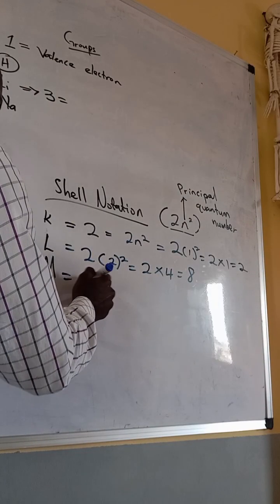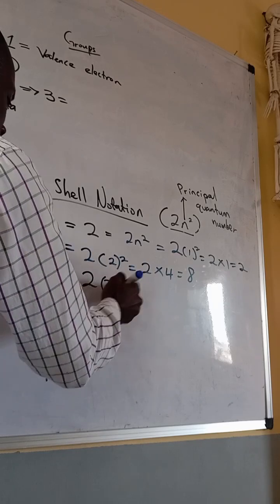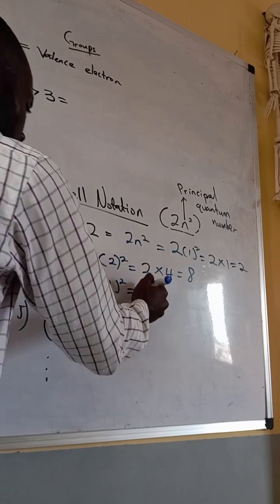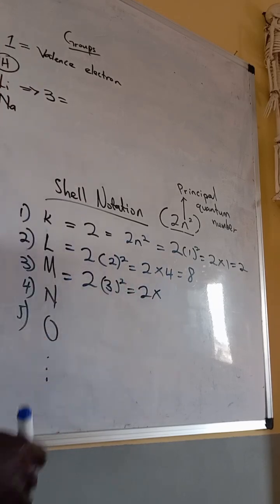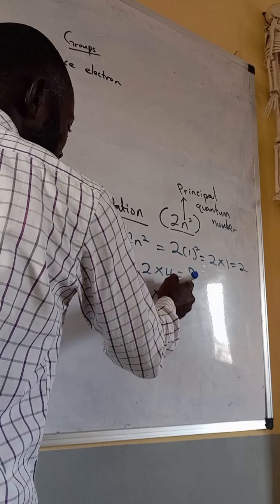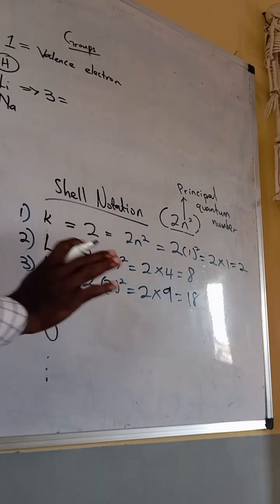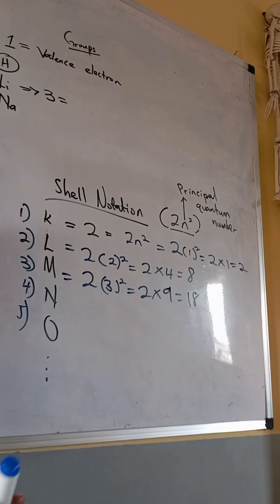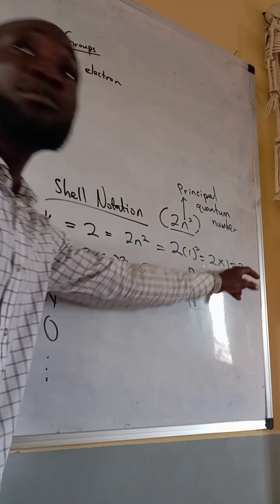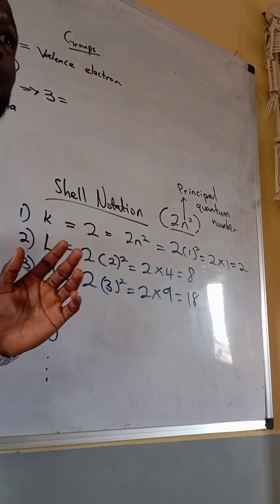Let's do the next one. Look at the board. 2, and 3 raised to the power 2. Very good. 3 raised to the power 2 is 9. It's 3 times 3, not 3 times 2. Please pay attention. So we now have 2 times 9. Now this one is going to be your classwork. Wait, leave it. I want to show you something first. You'll do it later. Now, we already know the maximum number of electrons each of them can contain. Am I right? Yes. Very good.